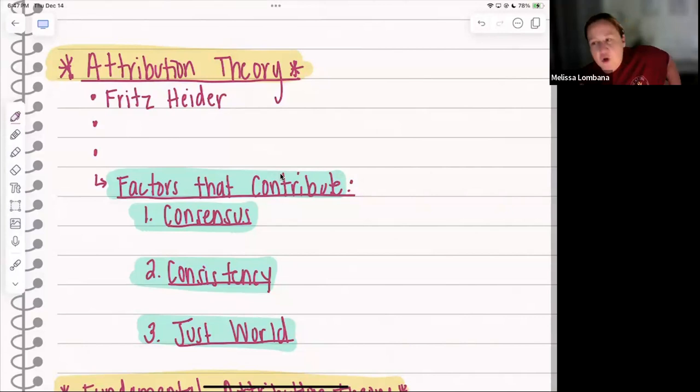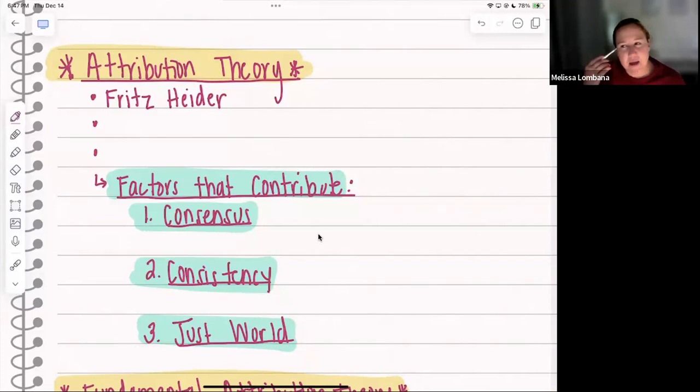Okay, so we'll talk about this more and give some more examples. You could think of it like this: if the consensus is that most of your friend group doesn't like somebody, and Mary doesn't like that person either, you'll say it's because of external factors. But we'll go a little bit more into that and some examples.